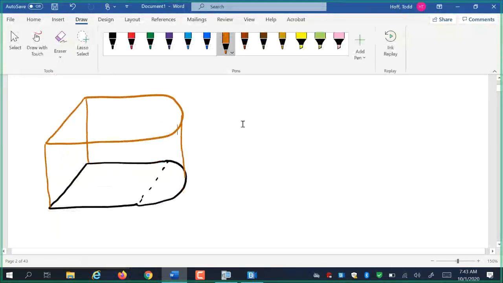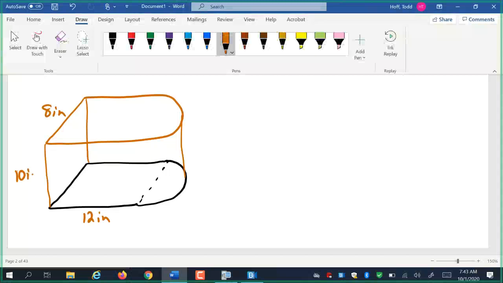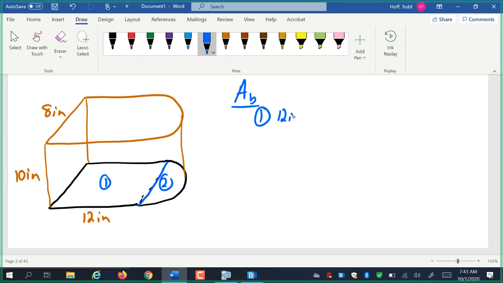So this is obviously the base here is a rectangle. So we're going to go as 12 inches by 8 inches. We'll give it a height here of 10 inches. We can find the volume of this just fine. We'll cut the base across here and we'll divide it into two shapes. So to find the area of our base, we've got shape 1, which is a 12-inch by 8-inch rectangle, or 96 square inches.